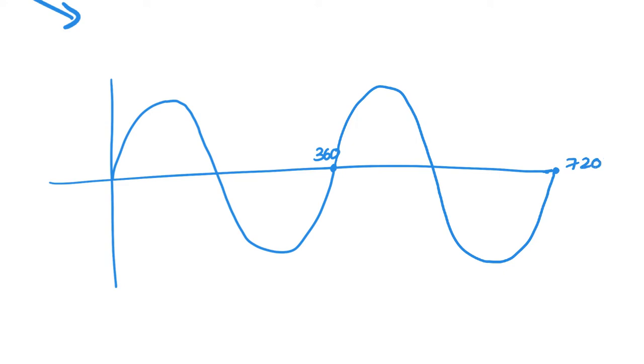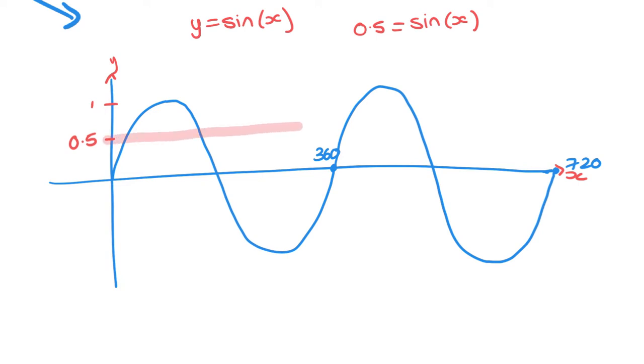Now, remember, this is my x-axis and this is my y-axis. If y equals sine of x, I'm now saying, what would x be when y is 0.5? So 0.5 equals sine of x. Where is 0.5 roughly? I know this is 1. So 0.5 is roughly here, right? If I was to draw a line at 0.5 to see where they intersect, how many solutions should I expect between 0 and 720? 4, because it crosses the line 4 times.